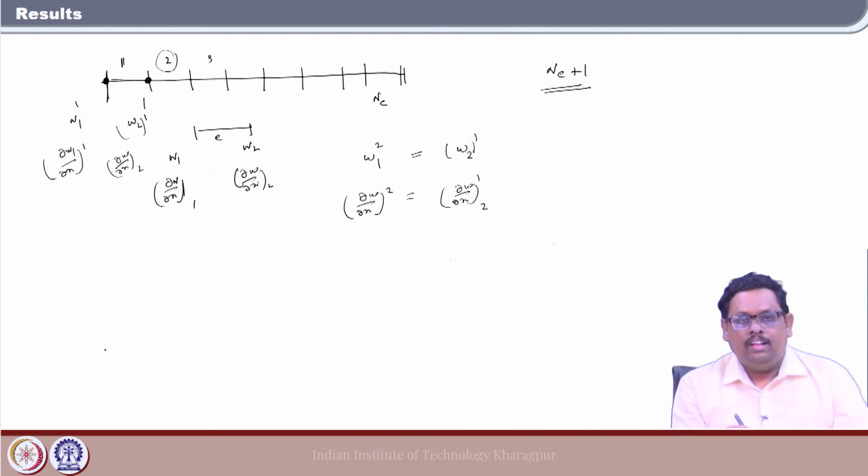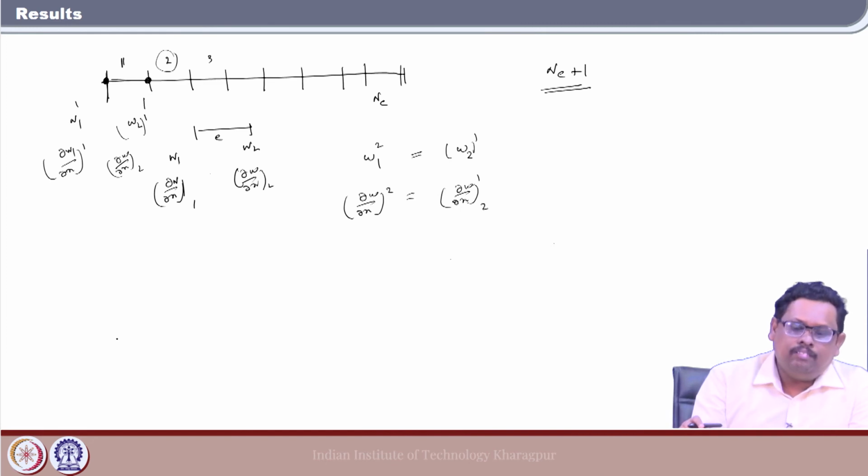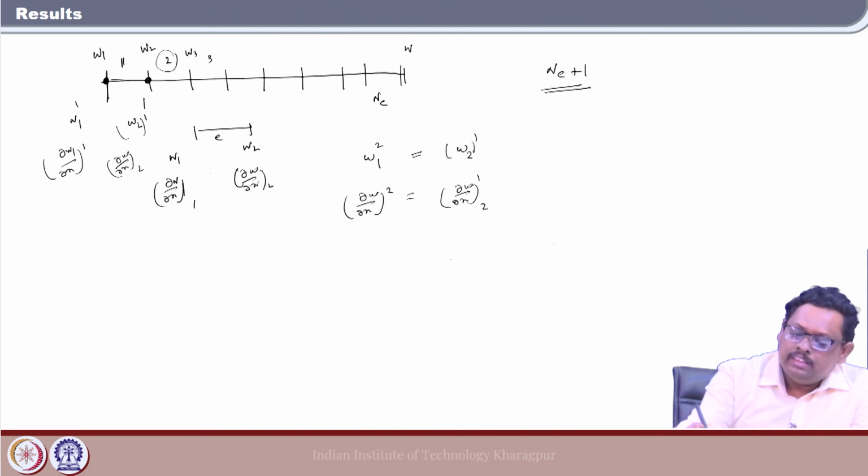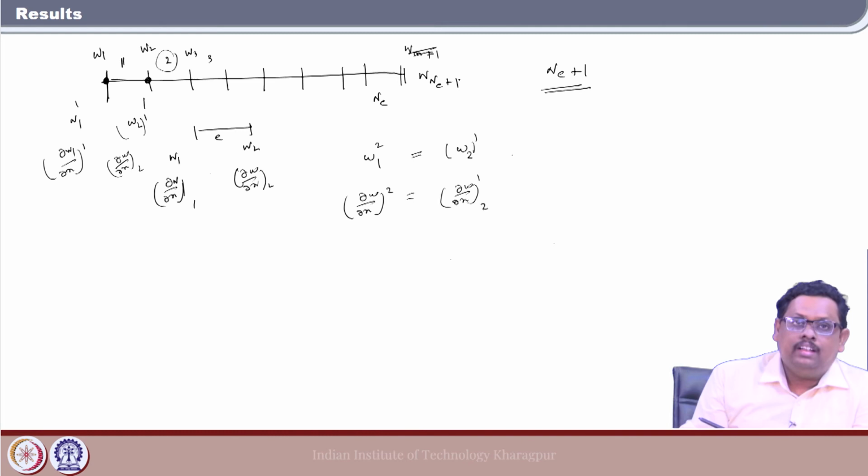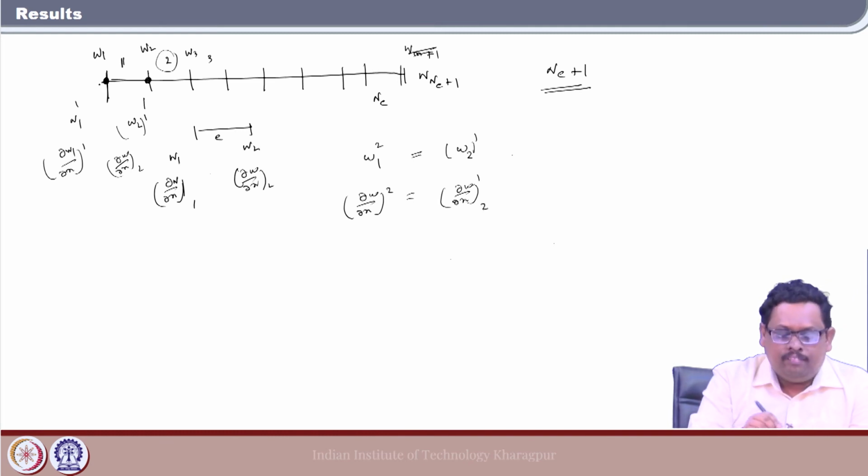So, therefore, I need to have a mechanism to make it globalized, right. So, how do I deal with it? What I do is I make each node w 1, w 2, w 3 and here of course it is w n e plus 1. Now, each node has 2 degrees of freedom.